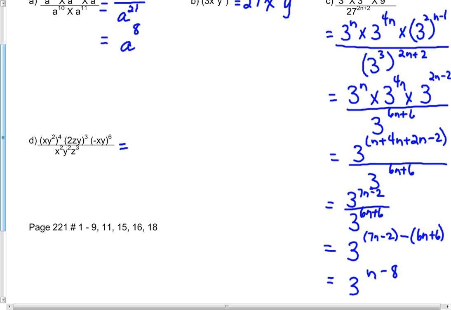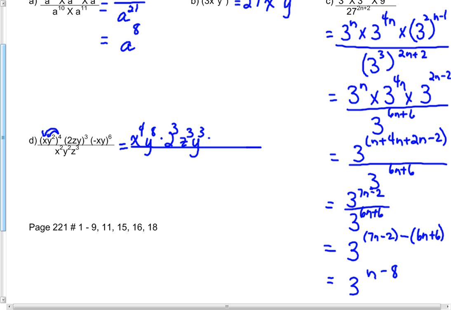Let's tidy up the top by doing the brackets to the exponent and using my rules of powers. Xy squared to the 4, that 4 is going to affect both the x and the y's. So I'm going to have x to the 4th, y to the 8th times 2zy cubed. That cube will affect the 2 and the z and the y. So I will have 2 cubed, z cubed, y cubed times negative xy to the 6th. Everything gets affected by the 6.